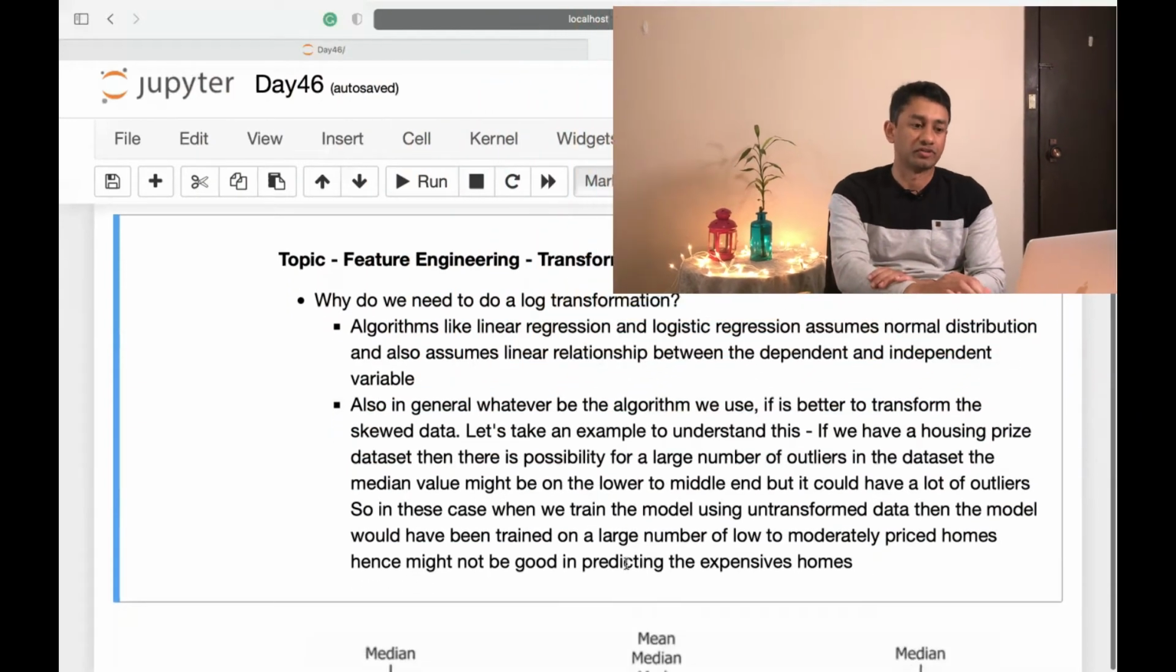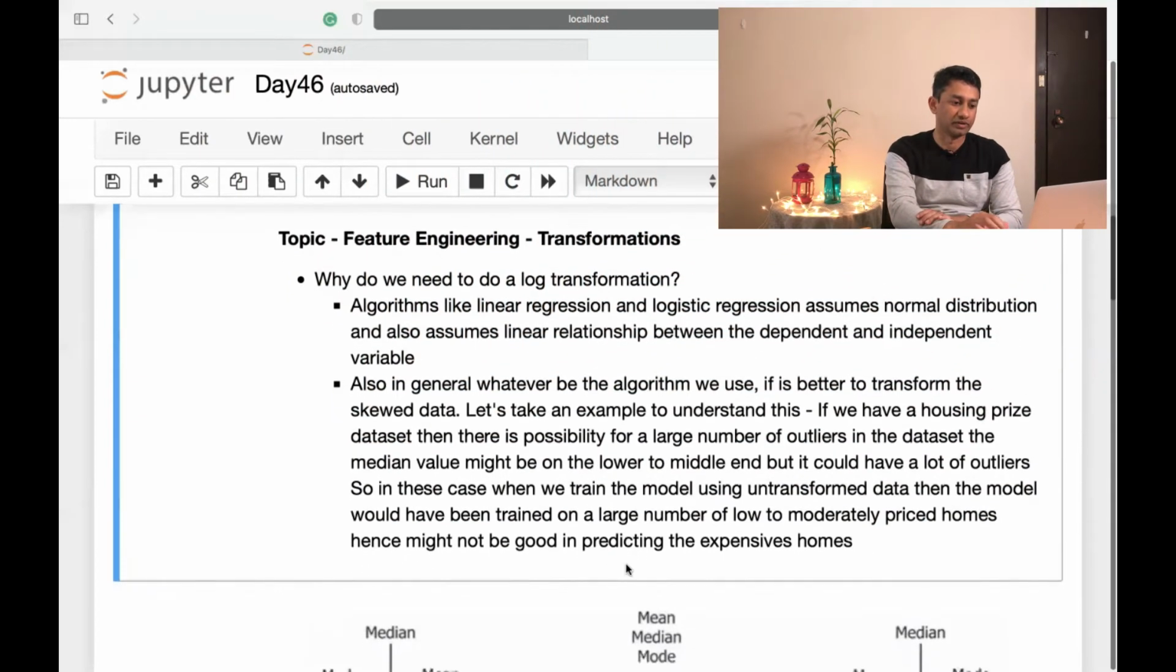As you see on my screen, the first one is the question: why do we need data transformation? Here I'm going to start with the log transformation, and towards the end of the tutorial we will also be covering some transformations like inverse and square root. So please ensure that you watch the complete video. As I mentioned, one of the reasons is that in the case of linear regression, the data assumes normal distribution, so we have to ensure that we make all those changes.